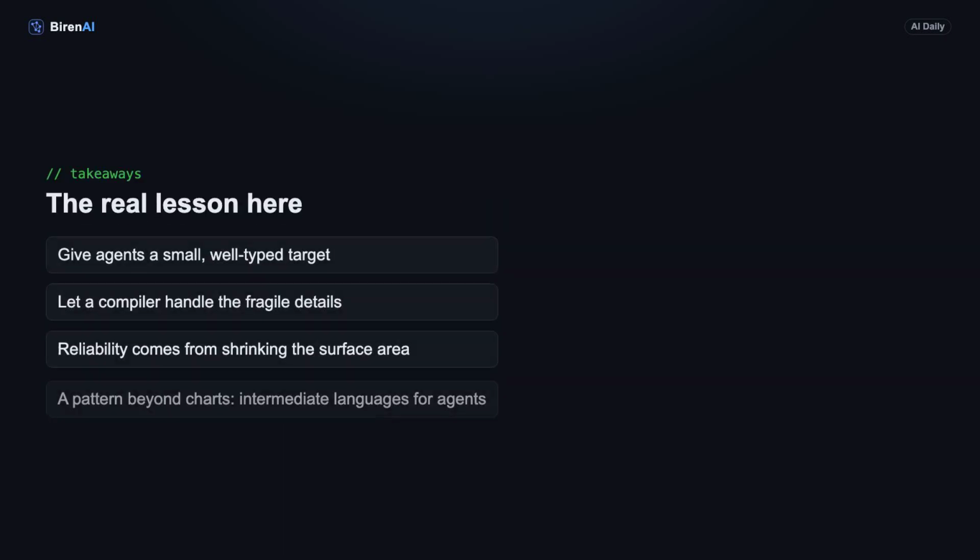Zoom out, and there's a lesson bigger than charts. When you want reliable output from an agent, don't hand it a giant fragile config. Give it a small, well-typed target, and let a compiler fill in the hard parts. Flint is one example of a broader pattern: intermediate languages designed for agents to hit.